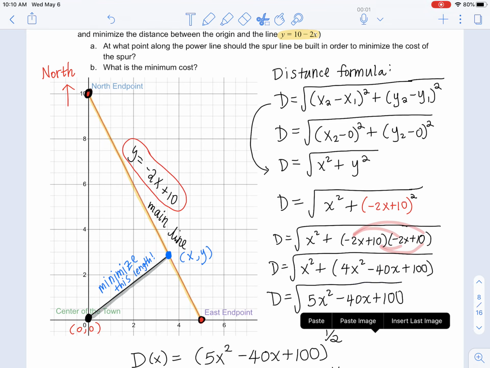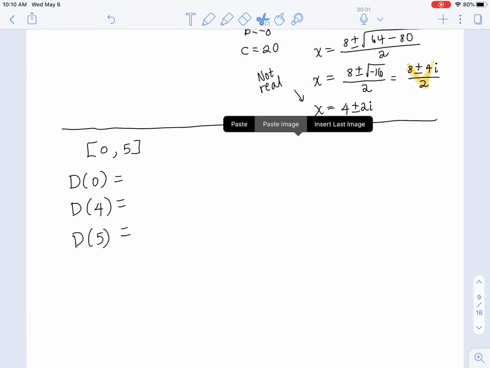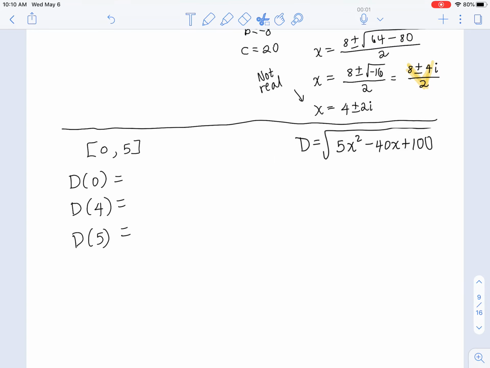The distance function is this. I'm going to copy it and paste the image down here. So this is the distance function that we're going to plug into to find the distance at each of the 3 of these points. First one, when I plug in 0: square root of 5 times 0 squared minus 40 times 0 plus 100. Now what's that going to be? Square root of 100, and that equals 10 miles.